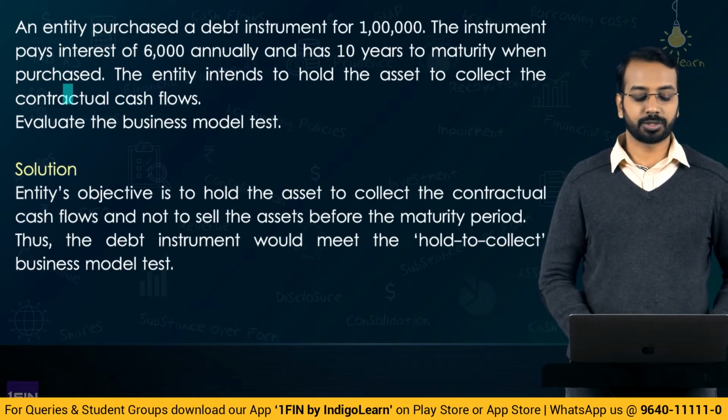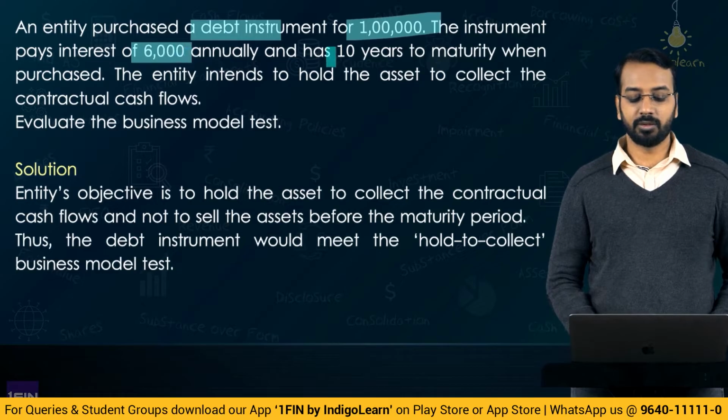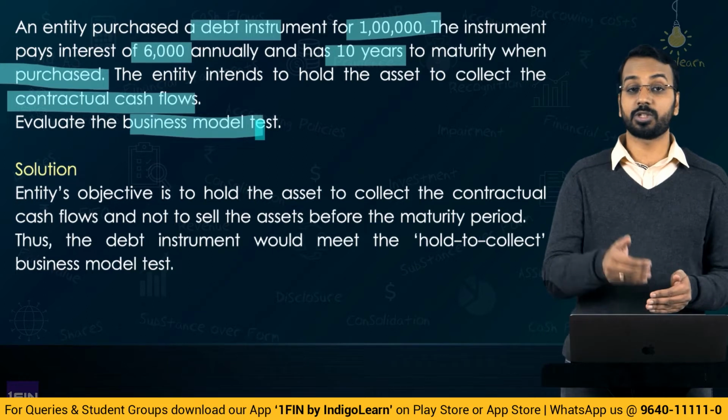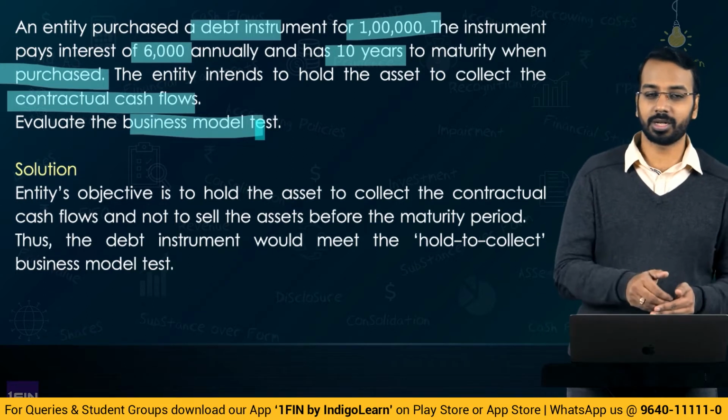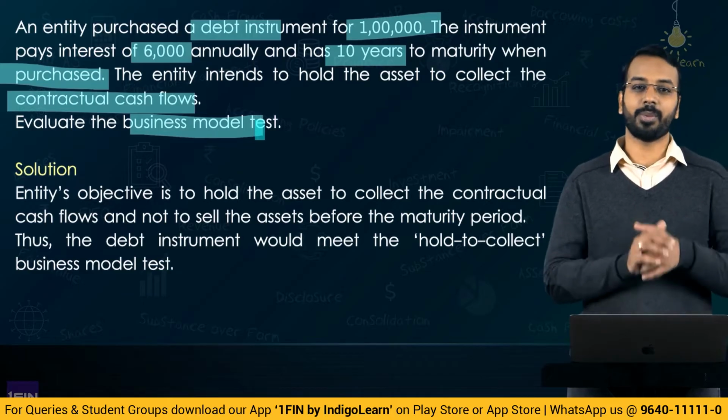So let's have a look at a few questions. An entity purchased a debt instrument for 1 lakh. The instrument pays interest of 6,000 annually and has 10 years to maturity when purchased. The entity intends to hold the asset to collect contractual cash flows. Evaluate the business model test. Now here we need to see whether the business model test of hold to collect the contractual cash flows is met or not.